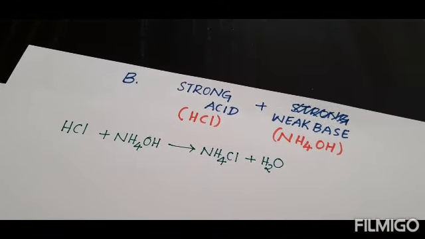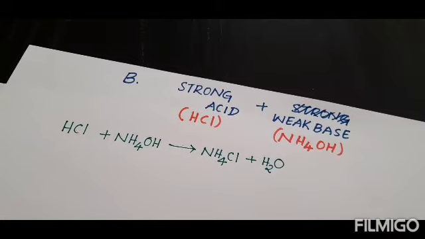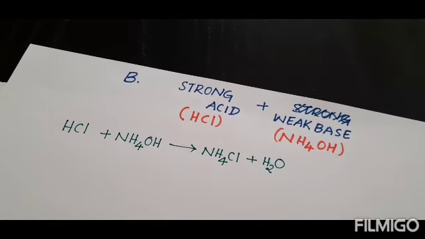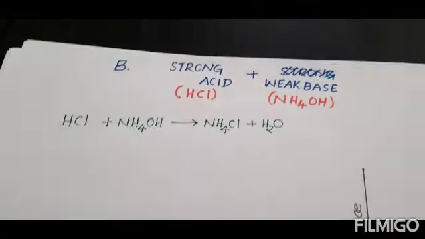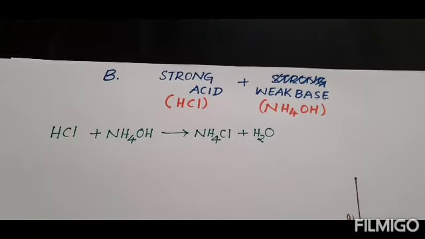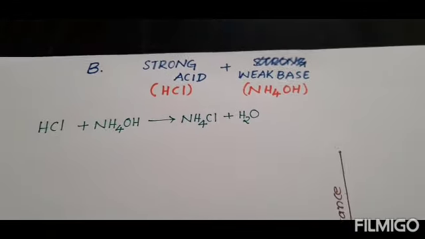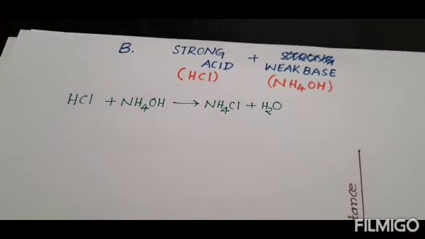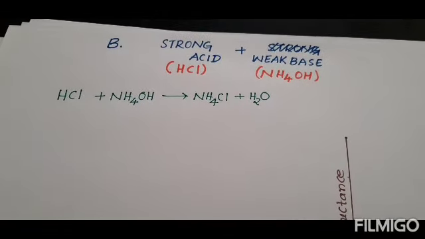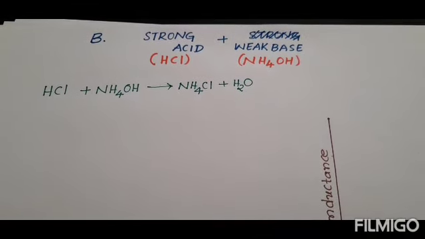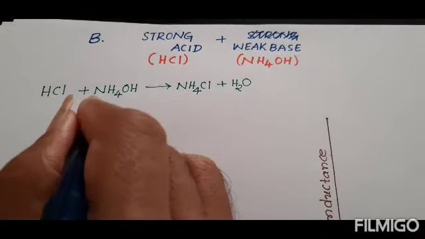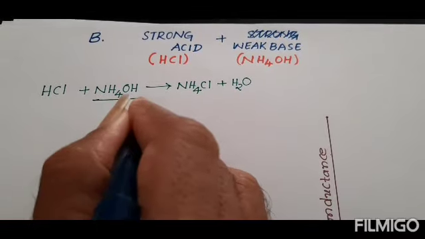Now I am taking strong acid versus weak base. Look at this. Here the strong acid is the HCl and the weak base is the NH4OH. Here also NH4OH is the titrant.